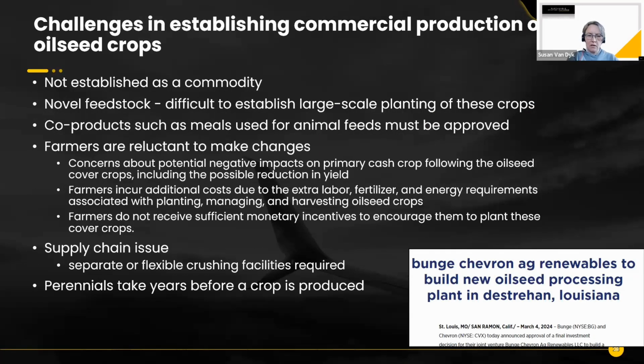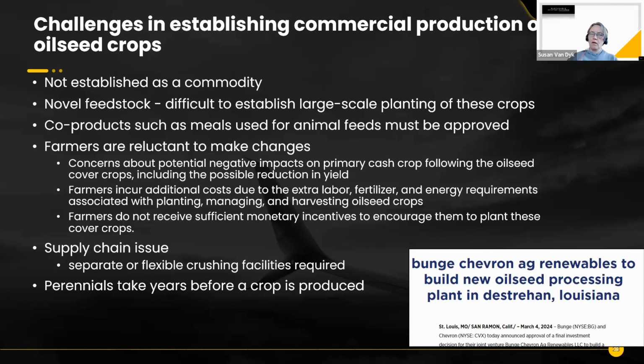But there are challenges in establishing commercial production of these new crops, because this is not a commodity yet. It's a novel feedstock, and to establish large-scale planting of these crops, you have to get the farmers to actually buy into this. You also need to make sure that the meals are approved for animal feed, so that you can get value from selling the meal as a co-product. But farmers are generally quite reluctant to make changes and try new things. There are, for example, concerns about potential negative impacts on the primary cash crop following these cover crops.